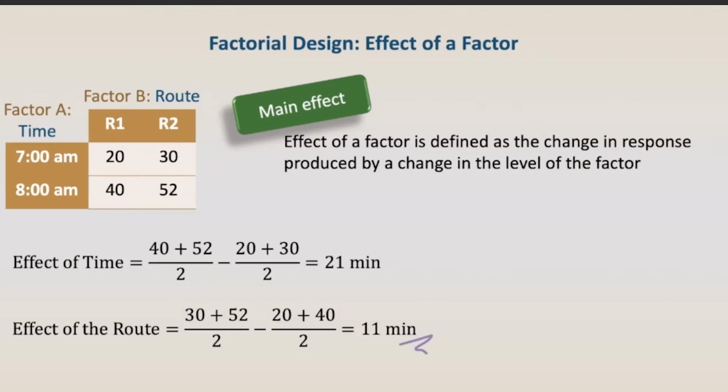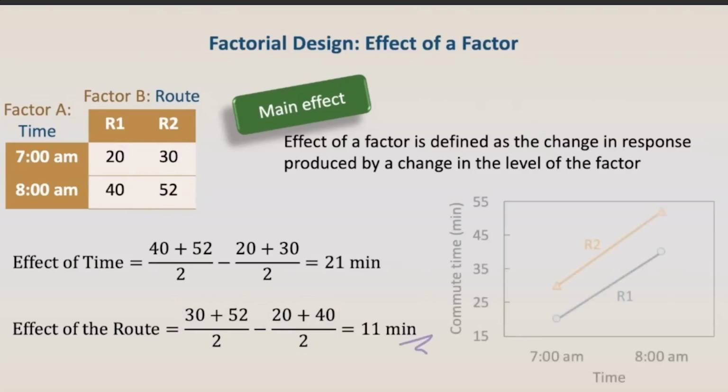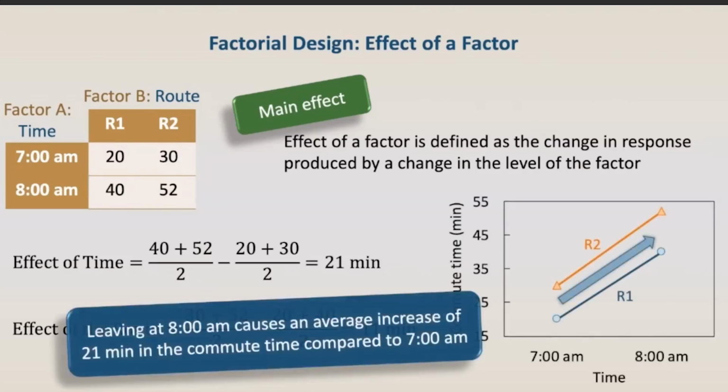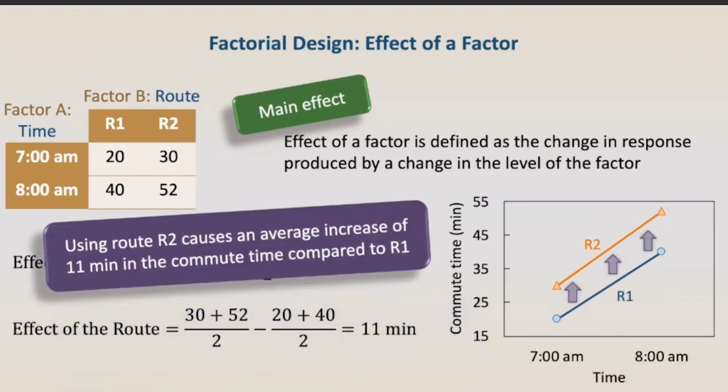The effects graph can easily illustrate this behavior. Here we see that leaving at 8 a.m. causes an average increase of 21 minutes in the commute time compared to 7 a.m., and using route 2 causes an average increase of 11 minutes in the commute time compared to route 1.